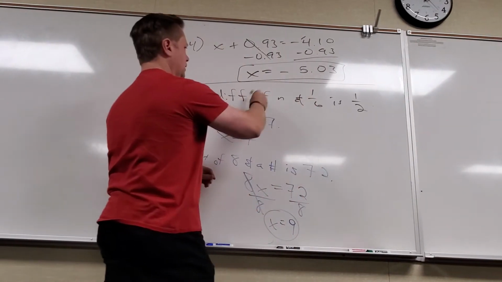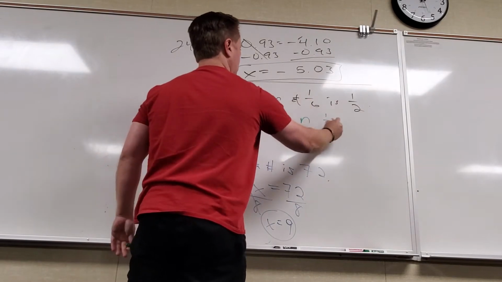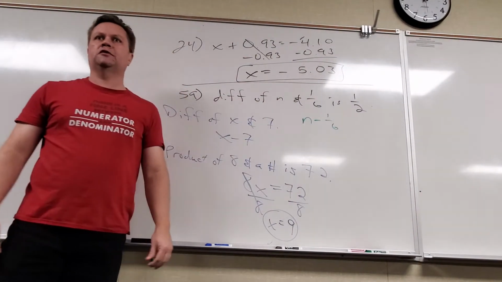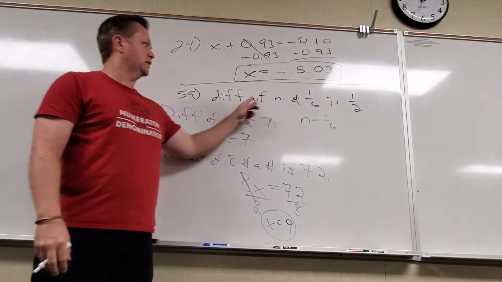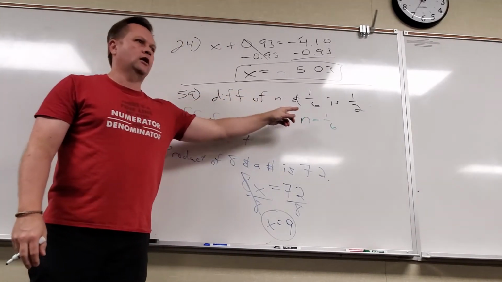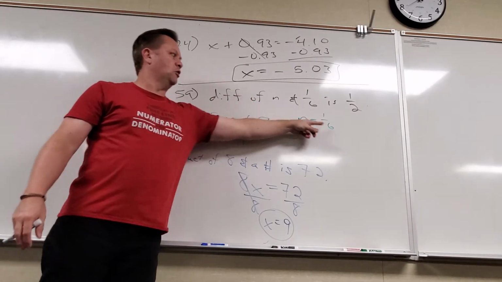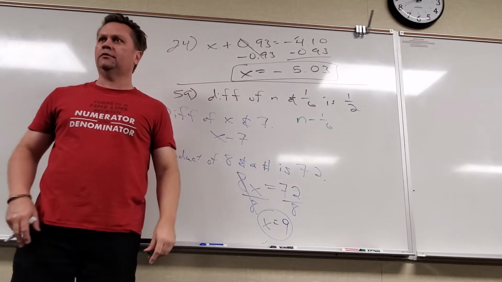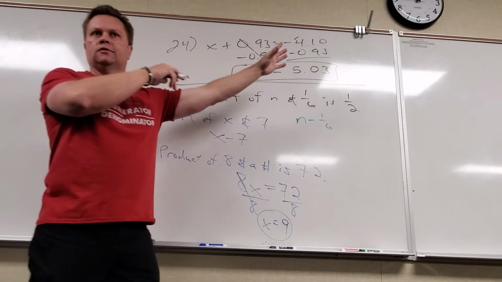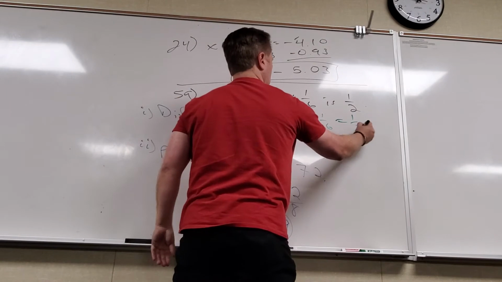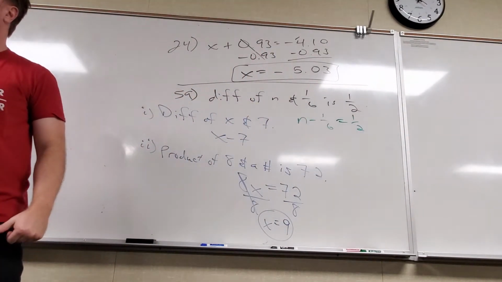The difference of this and that. So I'm just going to write this and that and put a minus in between, because that's what difference means. If I would have said the sum of, I would have put a plus there. If I would have said product of, I would have put a times there. If I would have said quotient of, I would put that over that, divide, right? So the difference of that and that is 1/2. You guys see how that is a translation problem?